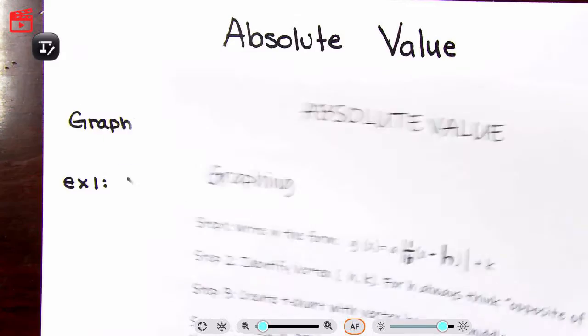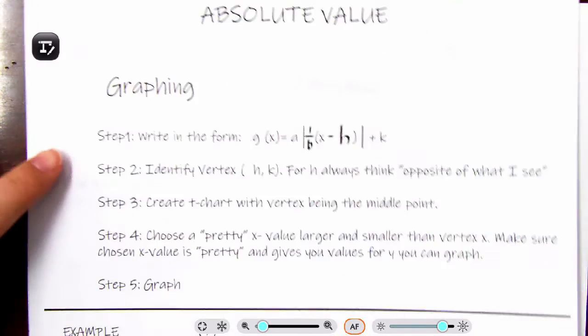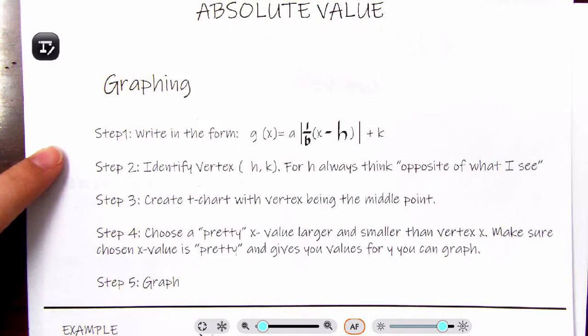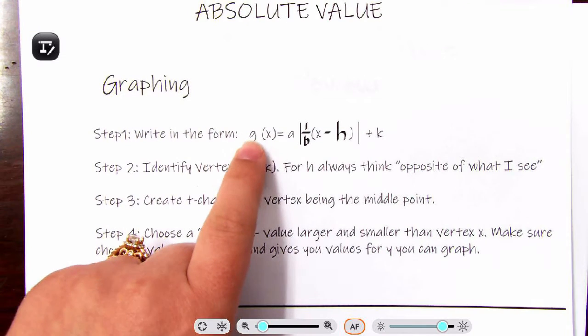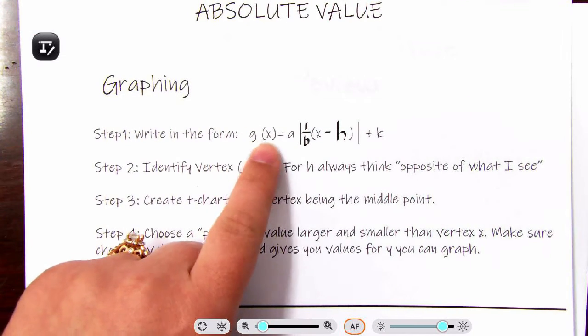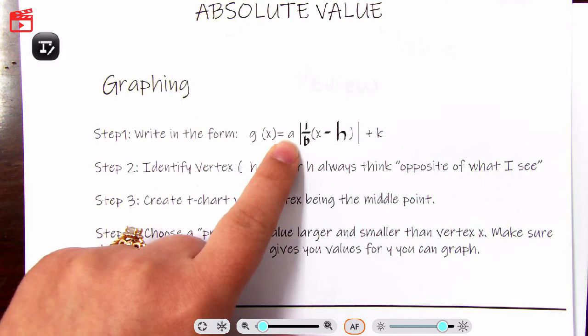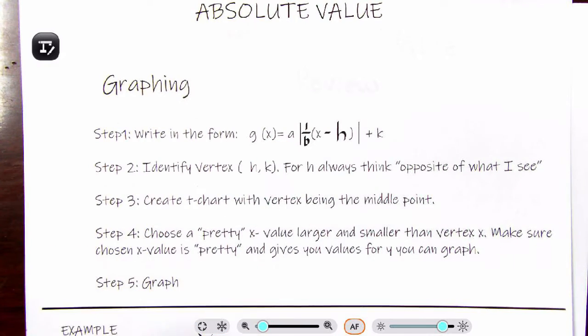So for graphing, we have these steps. Step number one for graphing is to write it in the form of g of x. It could be f of x, q of x, it doesn't really matter. But if we have g of x is equal to a, now a is going to be outside the bubble, if you're in my class, outside of the function, which means you're going to either stretch or compress vertically.